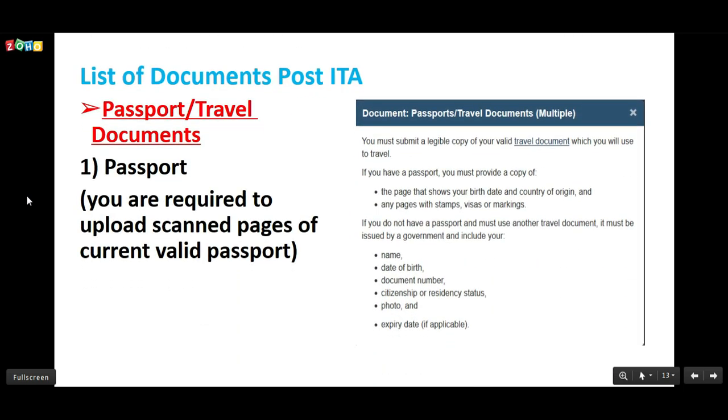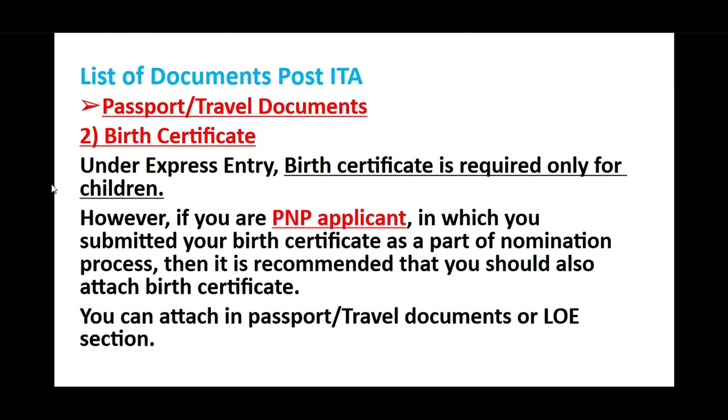The next document is passport or travel document. Here you should scan the pages of your current valid passport which show your birth date and country of origin, and you should scan all the pages with stamps, visas, or any markings. In addition, you are also required to upload the birth certificate. Under the Express Entry program, the birth certificate is required only for the children. However, if you are a PNP applicant who already submitted your birth certificate as part of the nomination process, it is also recommended that you attach the birth certificate.